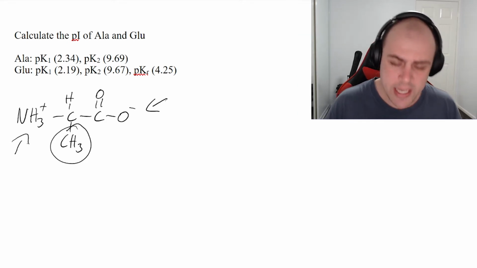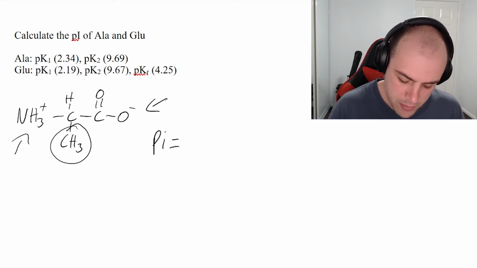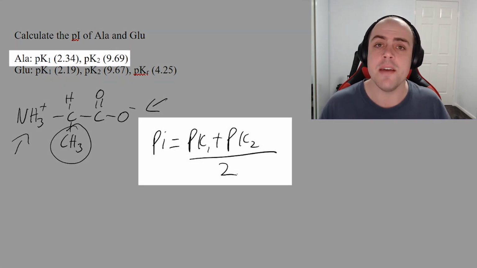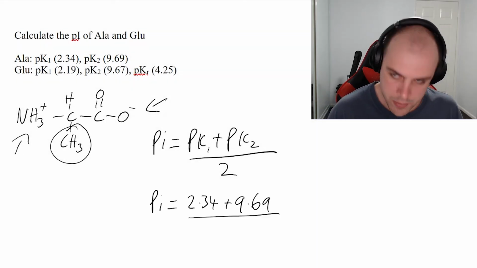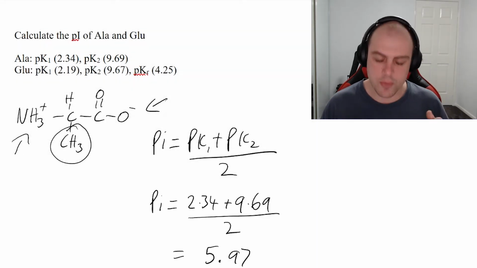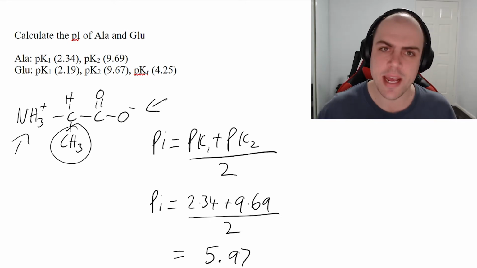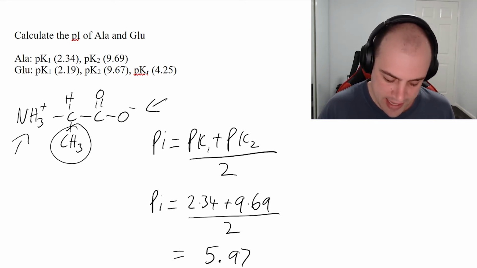group. So how do we calculate the isoelectric point? In this instance, we simply take the two pKa values, add them together, and divide it by 2. Which in this case is going to equal 5.97. Now, let us move on and have a look at our next amino acid, glutamic acid.